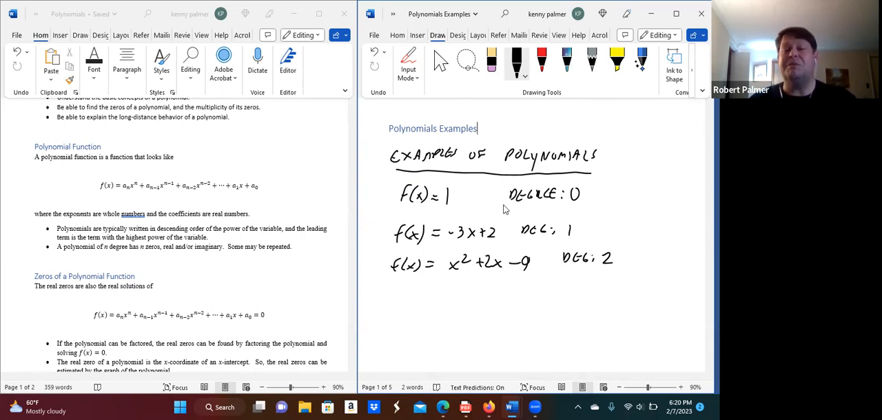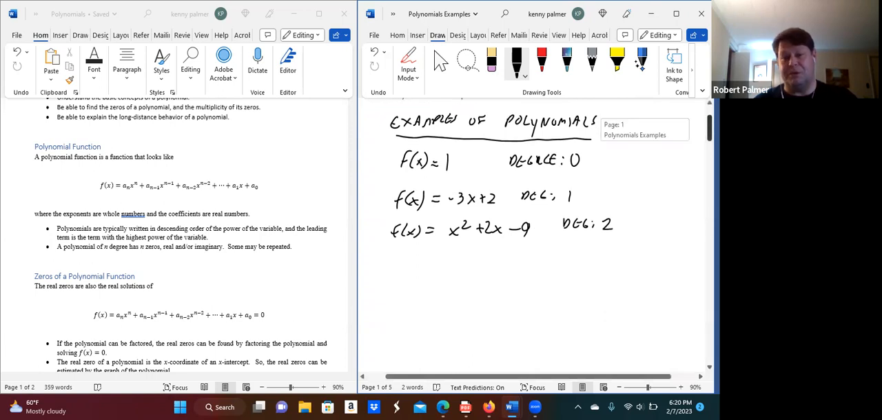Now, in terms of zeros, functions don't necessarily have to have zeros, or at least real zeros. But a linear function like this will have 1 zero, in this case a real zero. A quadratic function will have 2 zeros, and they could be both real, both imaginary, and also could be repeated in some cases. So we'll see examples of those.